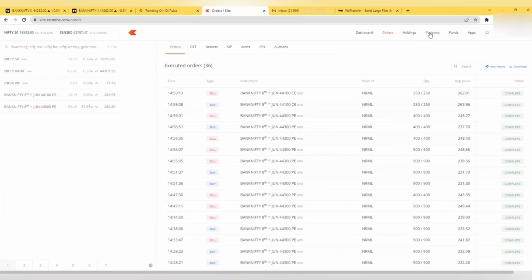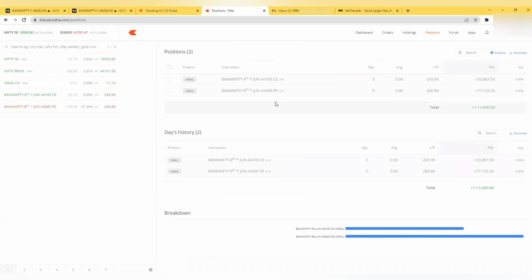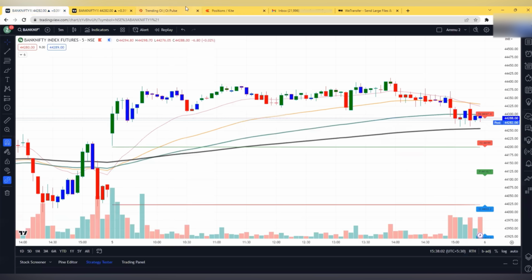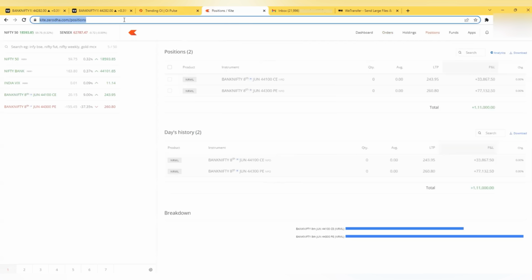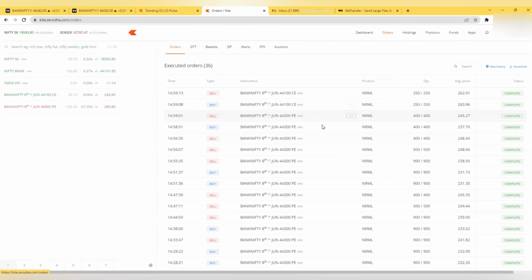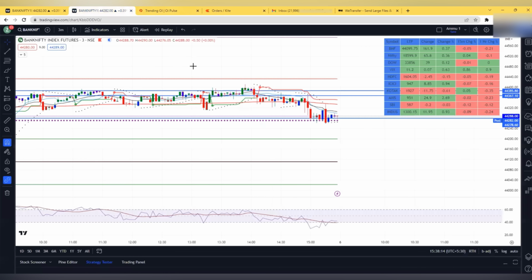Otherwise, some people will come and tell that this is a clone app or something like that. I don't know what it is actually, whether it is available or not. And this is trending OI. This is TradingView. This is my Zerodha. These are the orders. And this is the position. So I'll just refresh this. I hope this is clear. All the orders you can see.